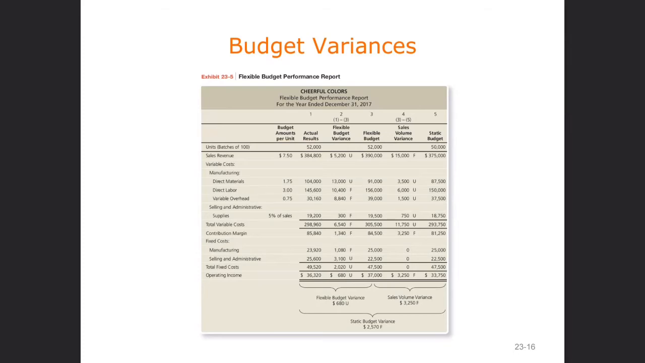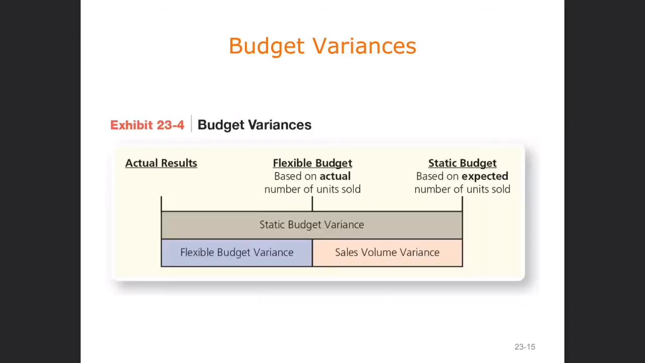The flexible budget variance is looking at the actual and flexible. Sales volume variance is looking at flexible and static. And the static budget variance looks at actual and static. And there's a previous slide that might help a little better, just depending on how you want to look at it.